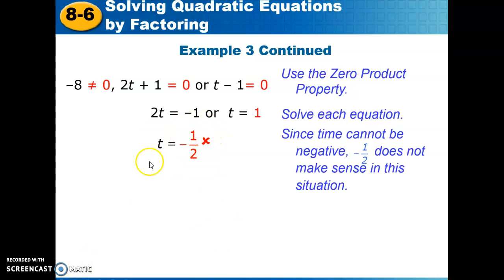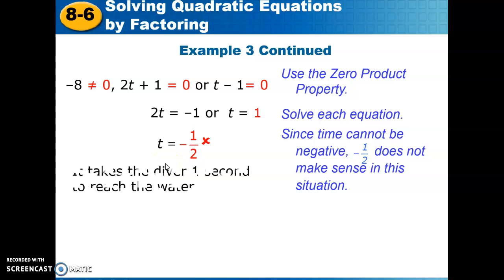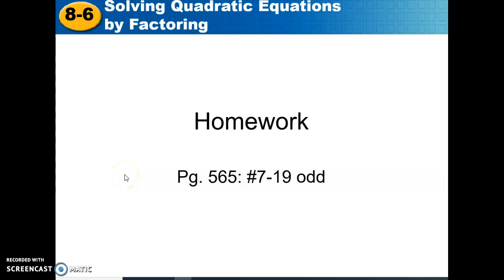Well, that's a problem. We can't have negative time. And then we get t equals 1. So the diver is going to reach the water in 1 second. Okay, it's as simple as that. Don't make the word problem harder than it has to be. Okay, so that's solving quadratics using factoring in a nutshell.